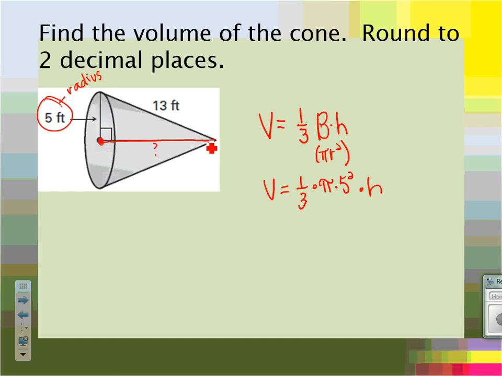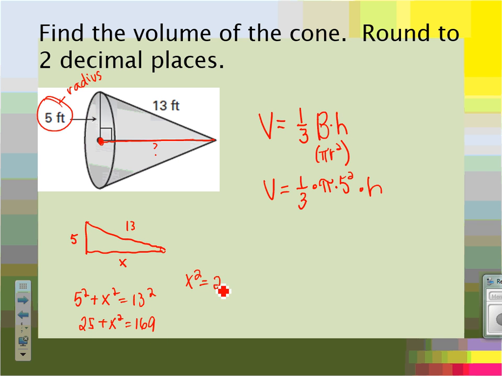I don't want the slant height. I want the total height. So what I'm going to do is take this triangle, which is 13. I don't know what that is, and this is 5. And I am going to find that height by using the Pythagorean theorem. So I'll have 5 squared plus x squared equals 13 squared. 25 plus x squared equals 169.